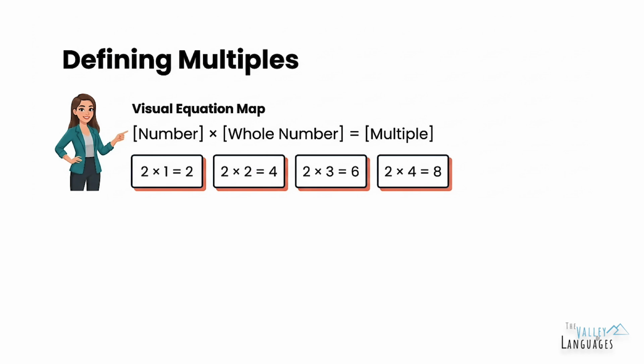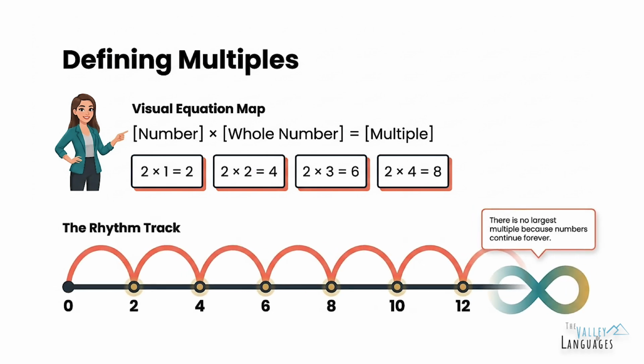Now, if we write these out as a list, the multiples of 2 are 2, 4, 6, 8, 10, 12, and so on. It's literally just skip counting. Multiples go on infinitely too. There is no such thing as a largest multiple of a number because, well, you can always just multiply it by a bigger whole number.